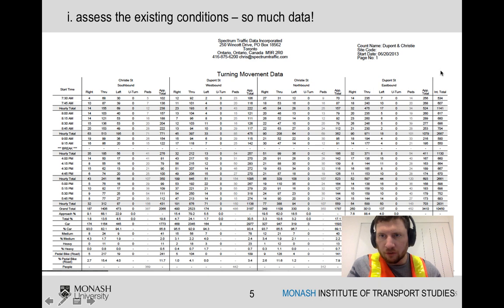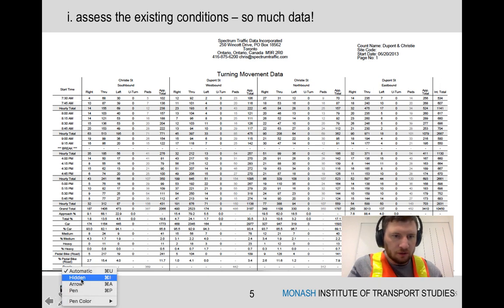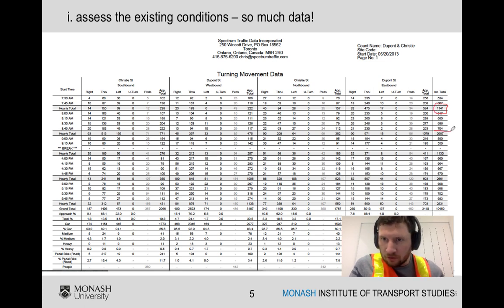If you look at this nice little column over here, it's actually telling me the various totals for 15-minute and hourly totals. So there we go. We've had 1,141 in that hour. We've had 2,687 in that hour, and variously you'd find somewhere along here it'll give you the hour that it was the busiest.